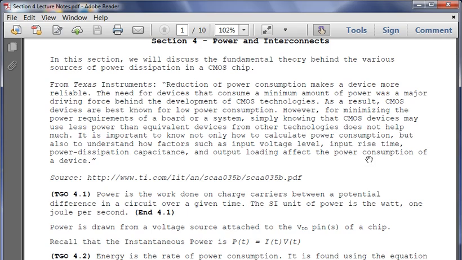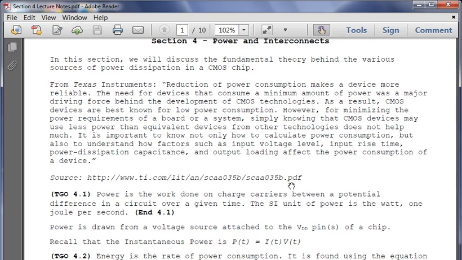However, for minimizing the power requirements of a board or a system, simply knowing that CMOS devices may use less power than equivalent devices from other technologies does not help much. It is important to not only know how to calculate power consumption, but also to understand how factors such as input voltage level, input rise time, power dissipation capacitance, and output loading affect the power consumption of a device. You've covered all these input factors already. Now we're going to learn in this section how they affect power consumption. I've included the source of the document here if you want to read further.